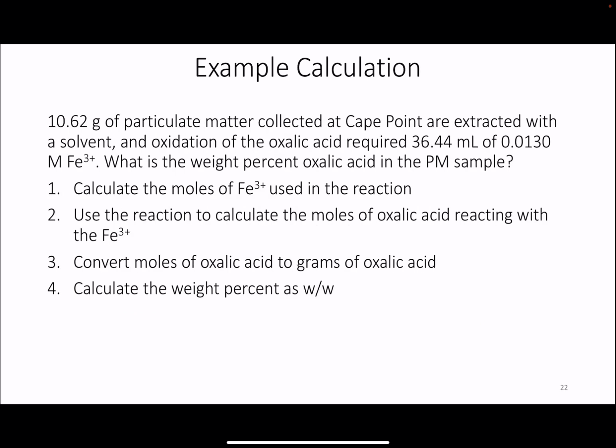And so if you had, for example, gone out to Cape Point and collected aerosols, which we'll do, and let's say we weighed them gravimetrically and you have 10.62 grams of aerosol particulate matter, you extract that with a solvent and oxidize the sample, and complete oxidation of the oxalic acid required 36.44 mils of a 0.0130 molar iron 3 solution.